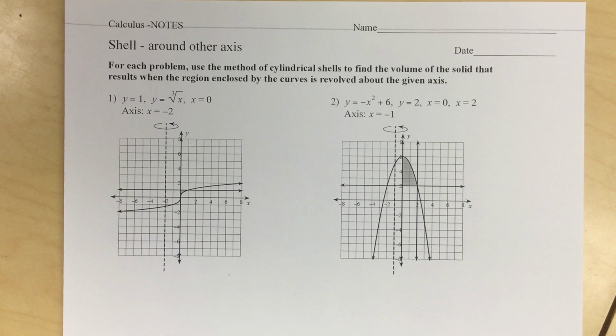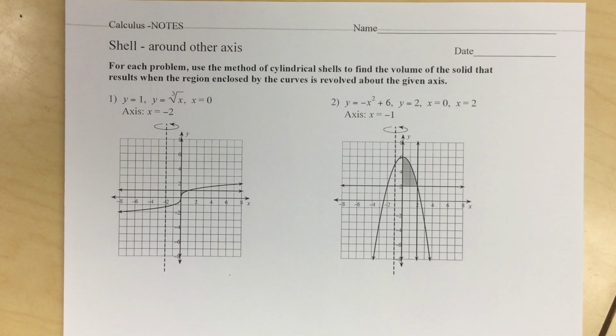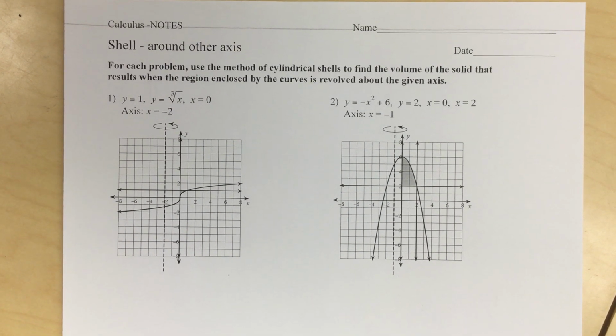Okay, in this video, I'm going to show you another instance of using the shell method when we're going around an axis besides just the x or just the y. So it's going to change the radius a little bit. It's going to make it a little bit more complicated.